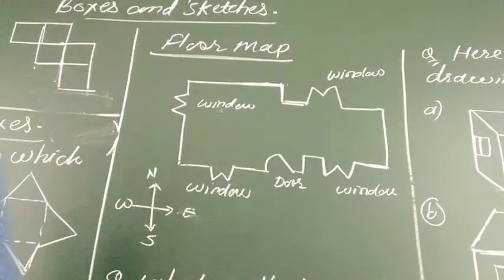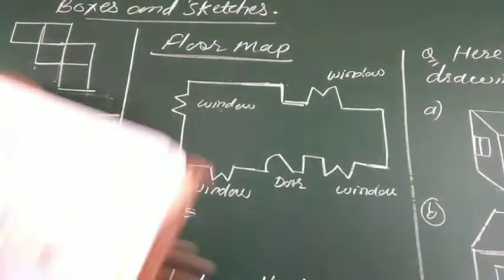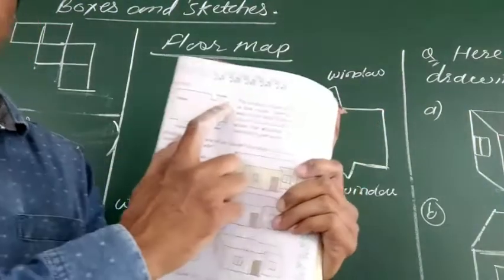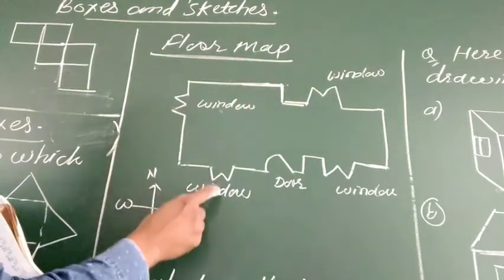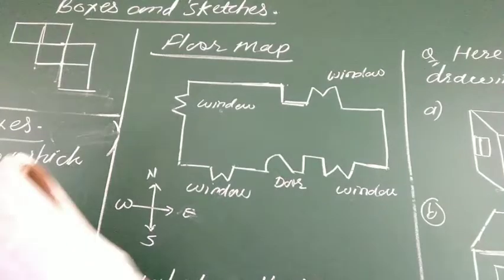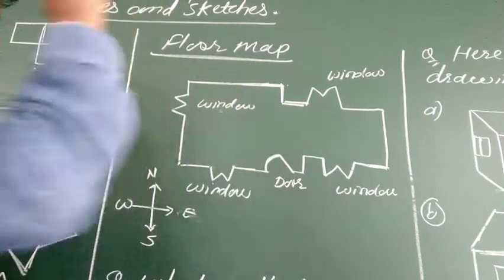Now come to page number 129. Page number 129. See what is this? It is a floor map. One picture of a floor map is given here and see, this is a window symbol, one more window, third window, fourth window. Total 4 windows are given in this floor map and this is for the door.